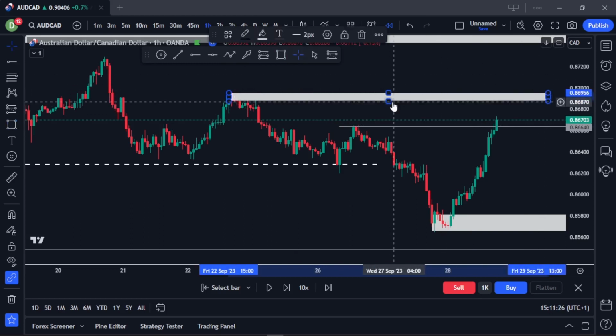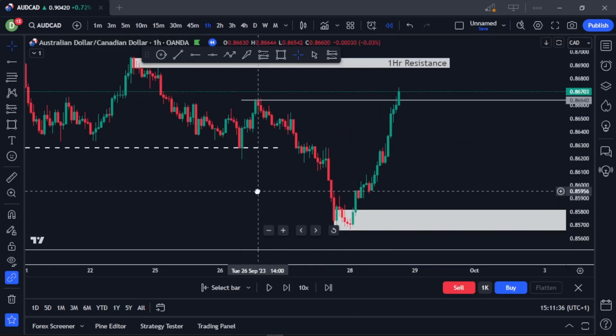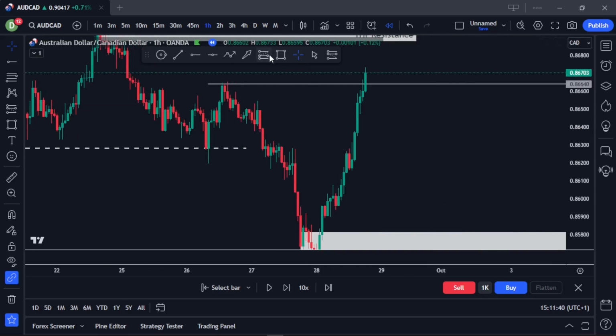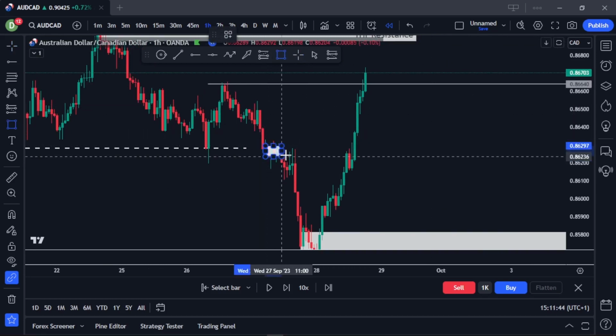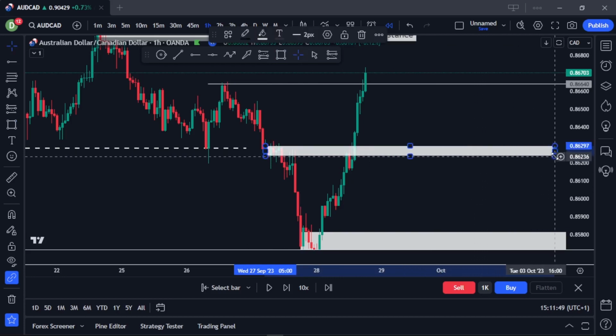So now over here, I'm going to put 1 hour resistance, and then over here I will look for, so here is another resistance area that the market could use as a support area. This area here, it was a resistance area and the market could use it as a support area, so we need to watch out for it.